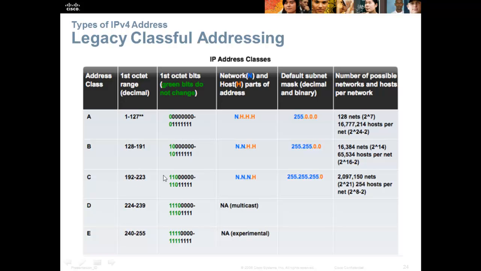Class C, we see a lot of Class Cs out there because there's the most of these. But with the Class C, my first 3 bits are 110, which gives me the range between 192 and 223. The default subnet mask is 255.255.255.0, which means the first 3 octets are for the network and the last is for the host. This gives me 2,097,150 networks, but each network can only have up to 254 hosts on it.